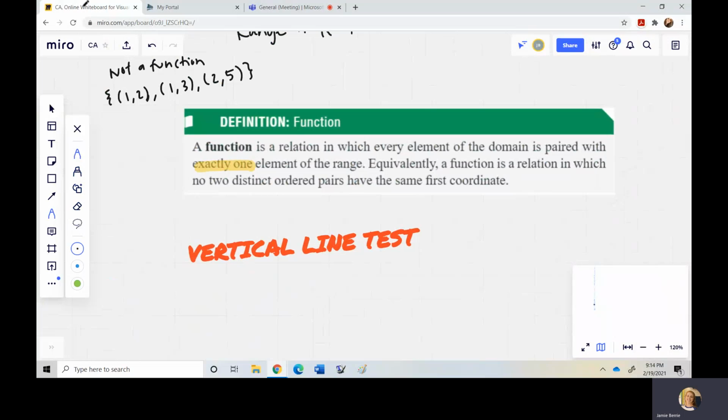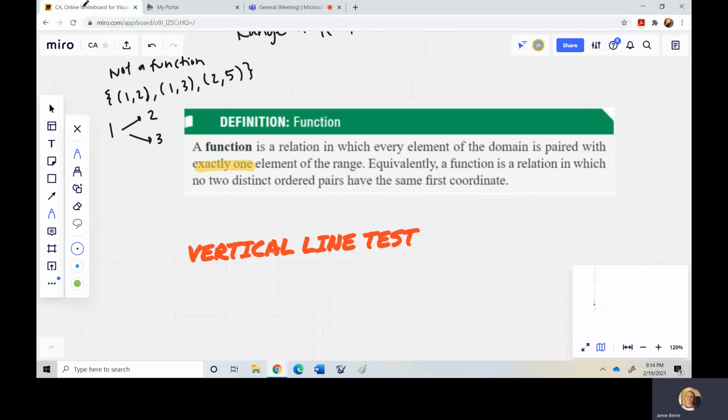All right, so this is not a function because every element of the domain, that's the x coordinates or the first coordinates, every element of the domain should be paired with exactly one element of the range. And here, the domain element 1 is paired with both 2 and with 3. So that means that it is not a function.